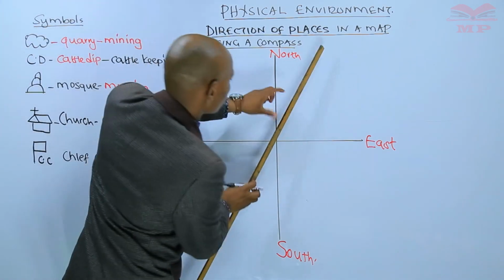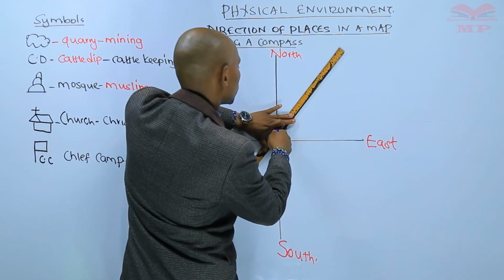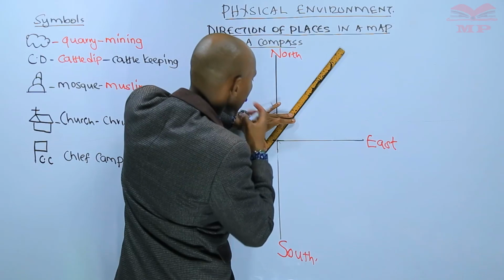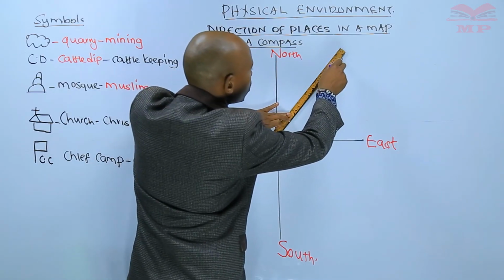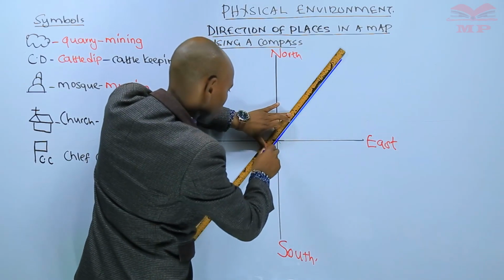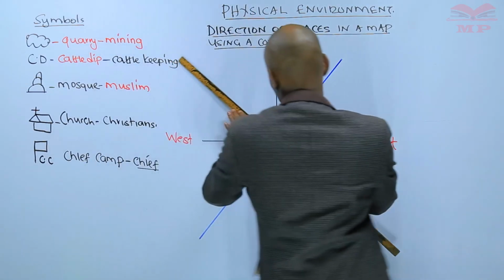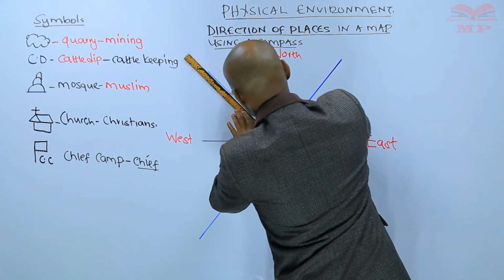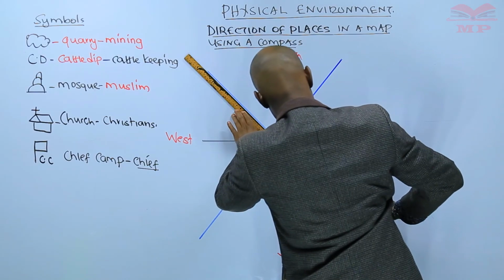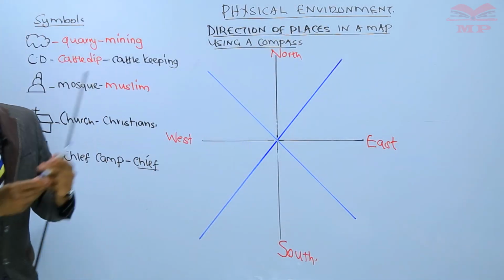In between the cardinal points, we have some more compass points. This is something that we have learned in previous classes. It's not something new.